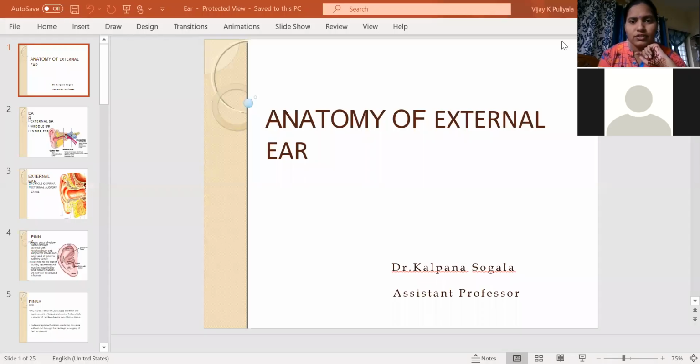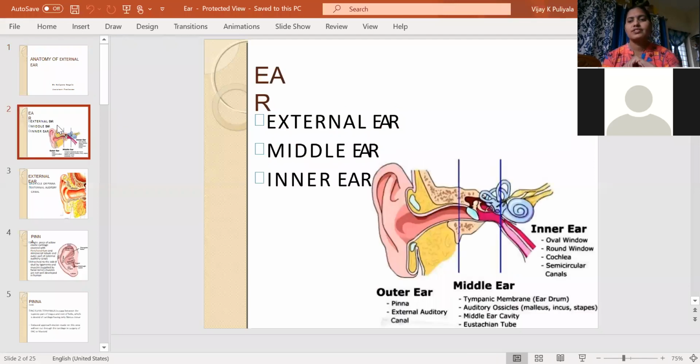Okay, today we are going to discuss the external ear. External ear and eustachian tube. Today's class is about the external ear and the eustachian tube.